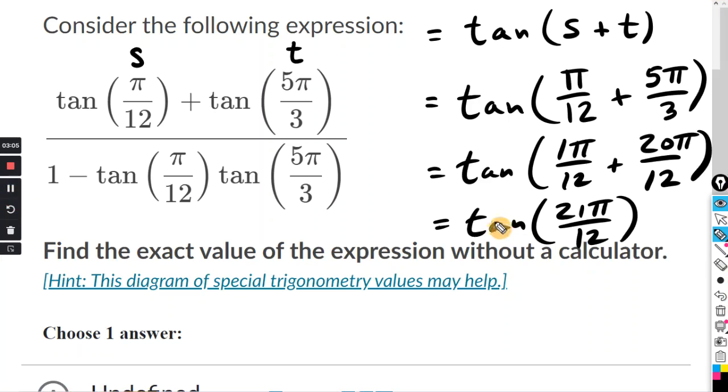All right, one small thing I forgot is to reduce this fraction. So that's going to equal the tan, and these are both divisible by 3. So 21 divided by 3 is 7, and we still have pi. 12 divided by 3 is 4. Like I said, if you want to convert these to degrees, it might be easier.